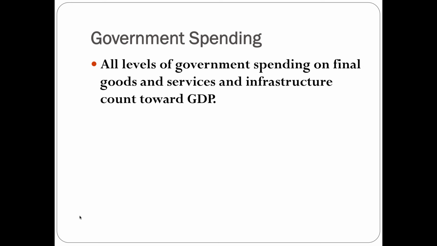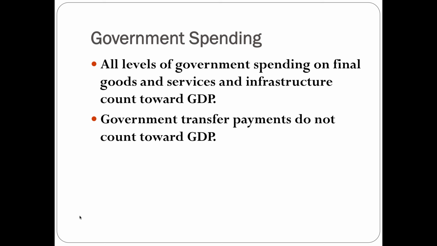Now, let's move on to government spending. Government spending is all levels of government spending on final goods and services and infrastructure that count towards gross domestic product. In 2006, about 19% of our economy was government spending, about $2.5 trillion. So if, for example, the government is spending money to build a road, that could be an example of government spending.